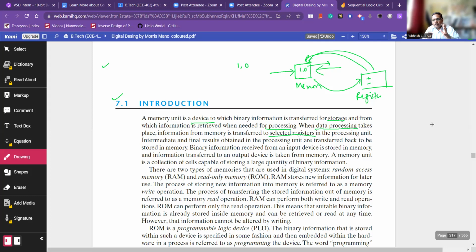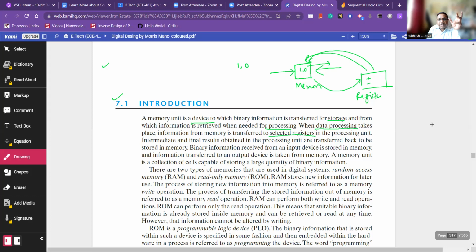A register is also a memory element, but not for storage purposes. It is all temporary storage for data processing and arithmetic operations. So this is a small difference which I want to point out.